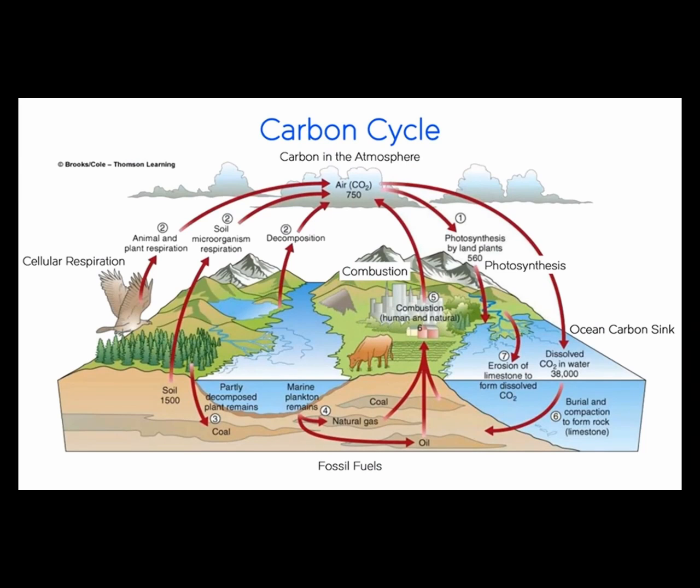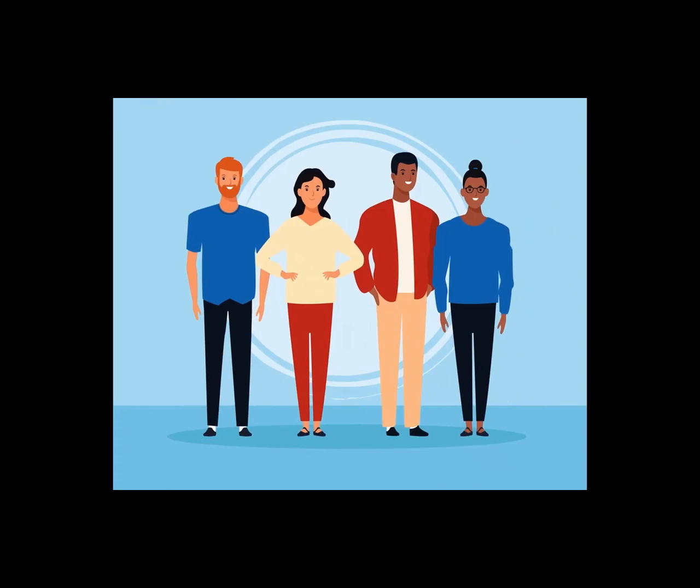The carbon cycle happens at a fast pace, but what if we take into account the activities of humans? How would it be altered?